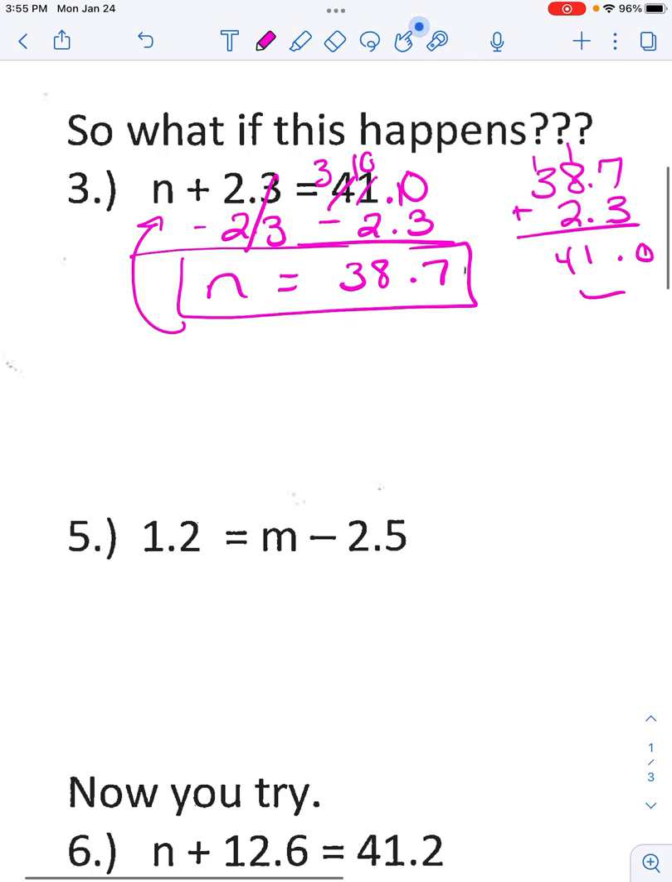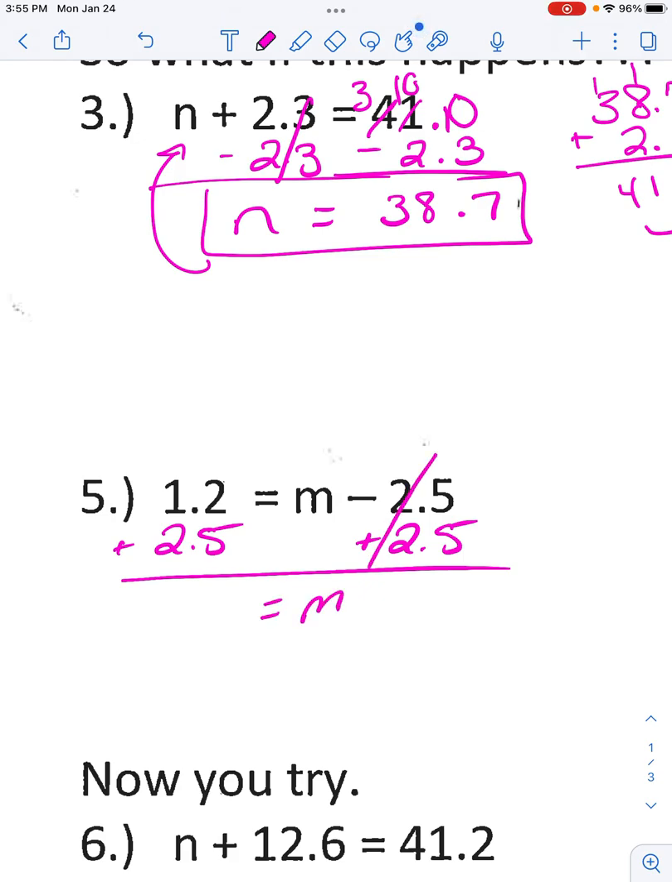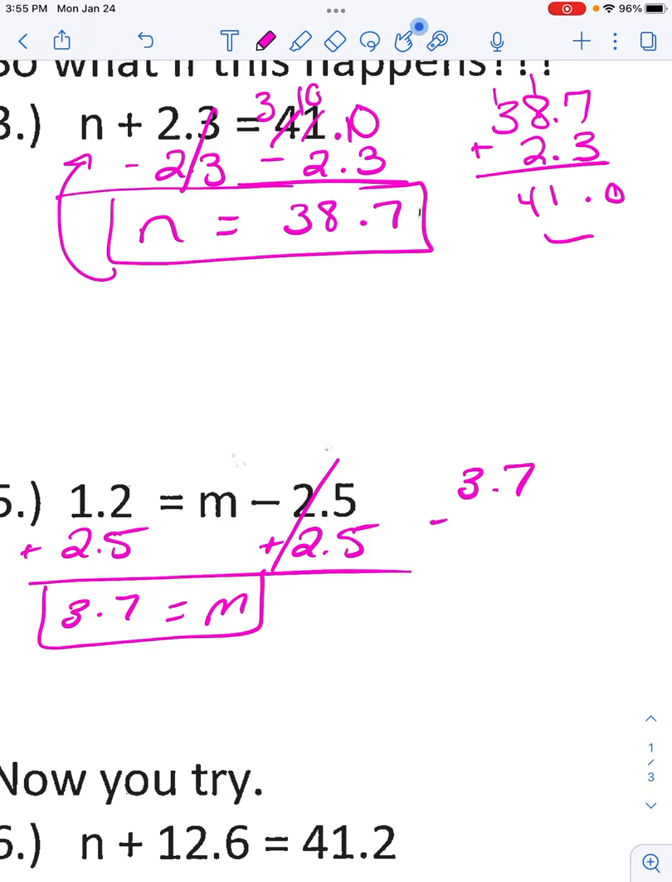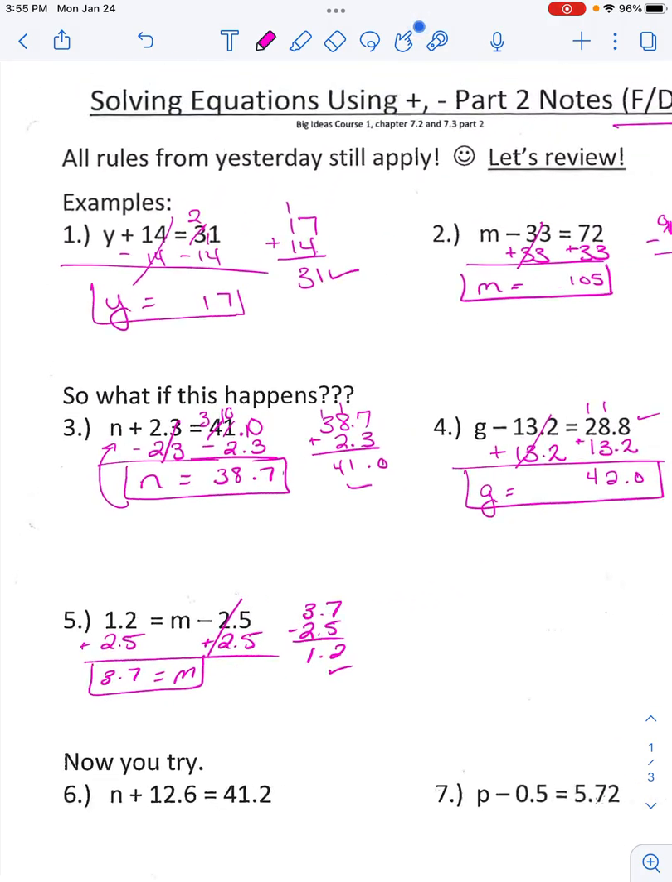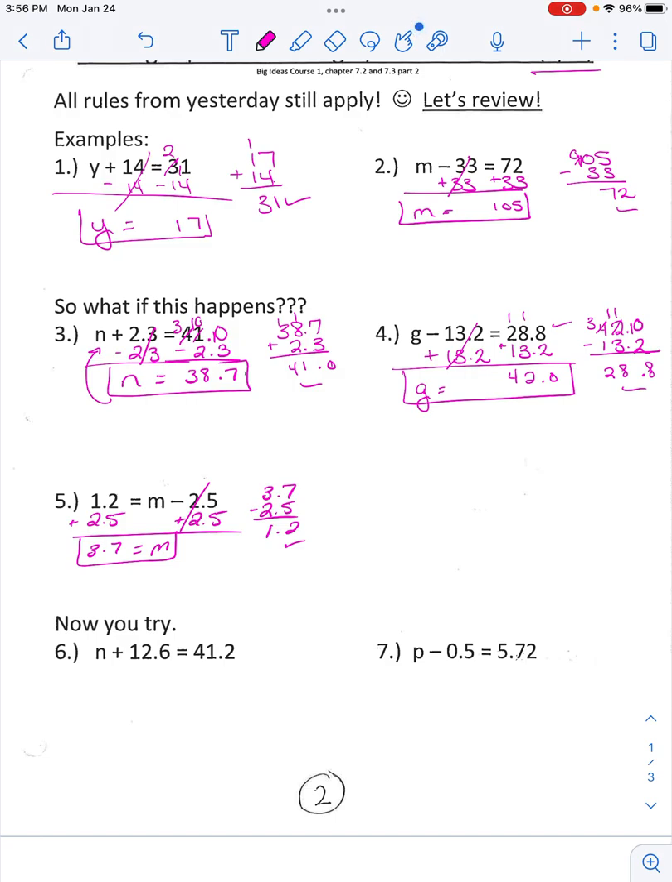Number 5, again, it's written in reverse order, but remember the whole goal is always to isolate your variable or get your letter by itself. So if it says m minus 2.5, the inverse would be adding 2.5. And just remember to always line up those decimals when you're adding and subtracting. So we get m is 3.7, and then we can put 3.7 back in for m. And we do get 1.2. It checks out. Okay, go ahead and try 6 and 7. Pause the video, try, and then unpause, and we'll check our work.